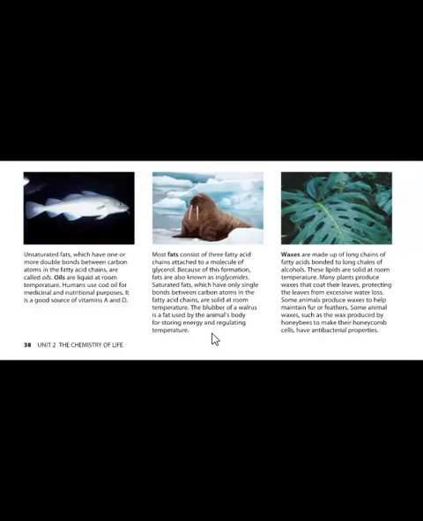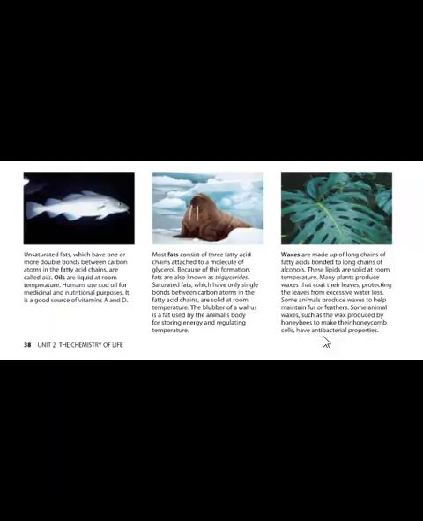Most fats consist of 3 fatty acid chains attached to a molecule of glycerol. Because of this formation, fats are also known as triglycerides. Saturated fats, which have only single bonds between carbon atoms in the fatty acid chains, are solid at room temperature. The blubber of a walrus is a fat used by the animal's body for storing energy and regulating temperature.